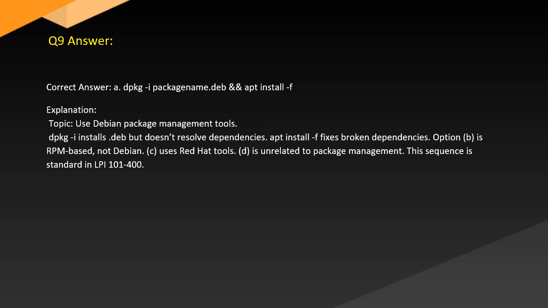Answer. Correct answer: A. apt install -f package name. Explanation. Topic: use Debian package management tools. dpkg installs .deb files but doesn't resolve dependencies. apt install -f fixes broken dependencies. Option B is RPM based, not Debian. C uses Red Hat tools. D is unrelated to package management. This sequence is standard in LPI 101.400.